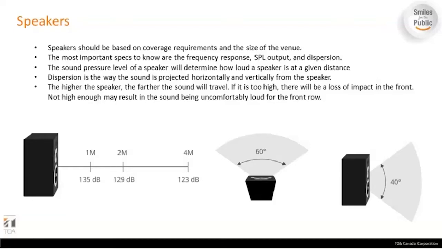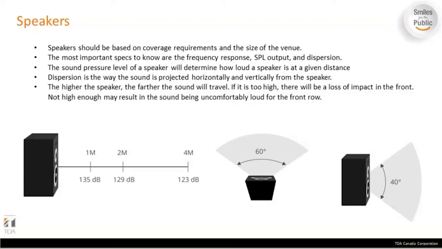And what is the dispersion? The horizontal and the vertical dispersion. It could be 60 horizontal and 40 vertical. The specifications are always mentioned in the specification sheet. So it's important to glance through it once, just walk through it once. If you're planning to use any particular type of speaker, just go through the specification once so you can determine whether or not it will work in a particular environment.